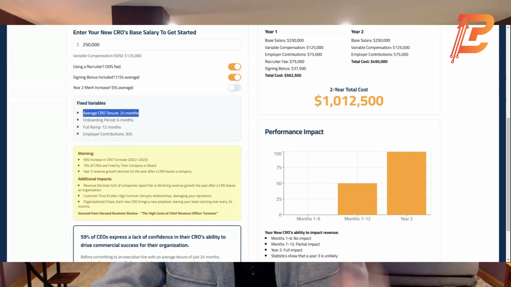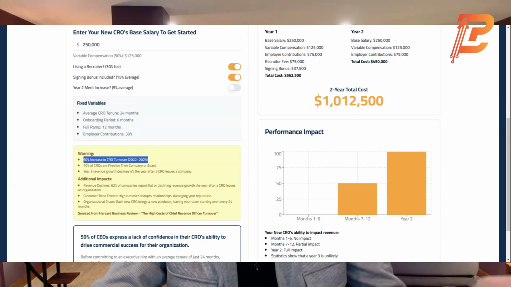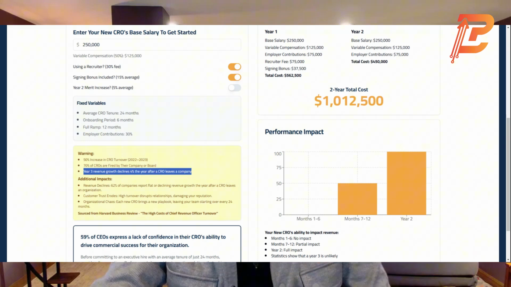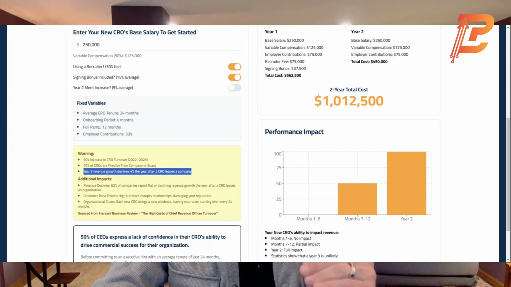The first one: the average tenure of a chief revenue officer is 24 months. They have 2 years to make actual impact on your organization. We also saw a 50% increase in CRO turnover between the years of 2022 and 23. 70% of CROs are fired by their board of directors, their CEO, their company. And the irony here is that the year after a CRO leaves an organization, whatever growth that company was seeing in revenue in the prior year takes a 4% hit.